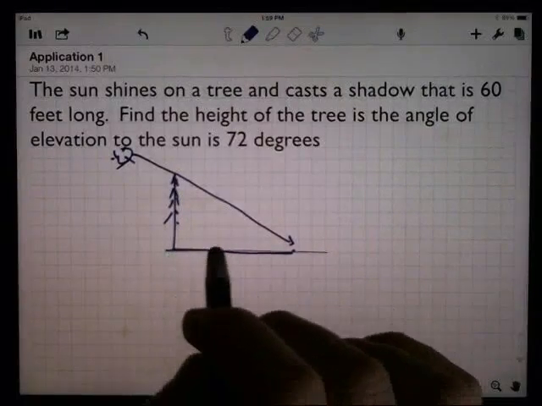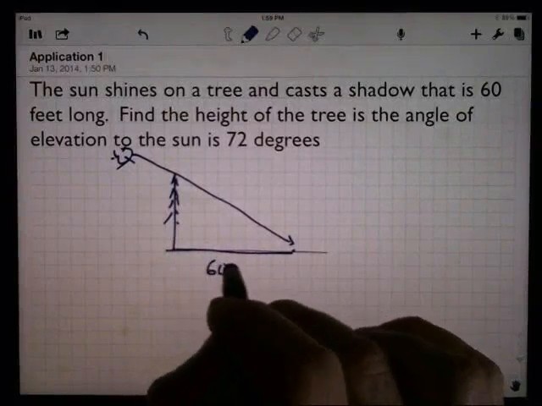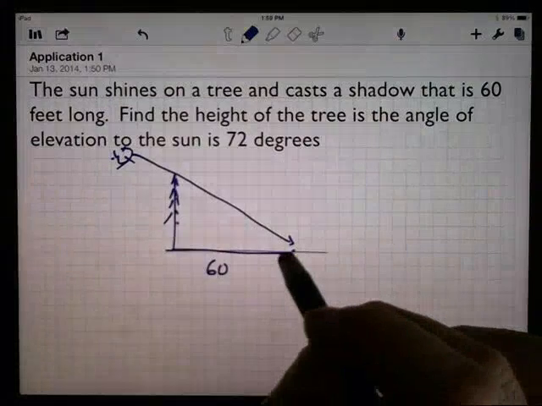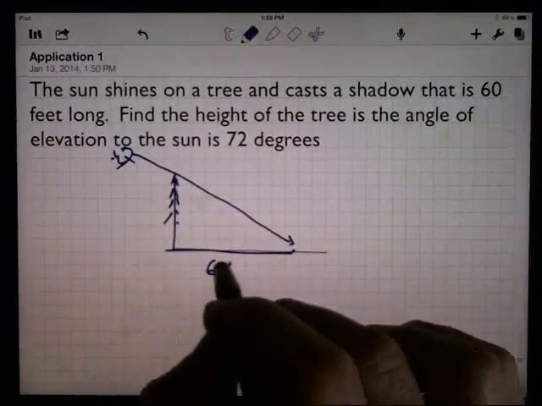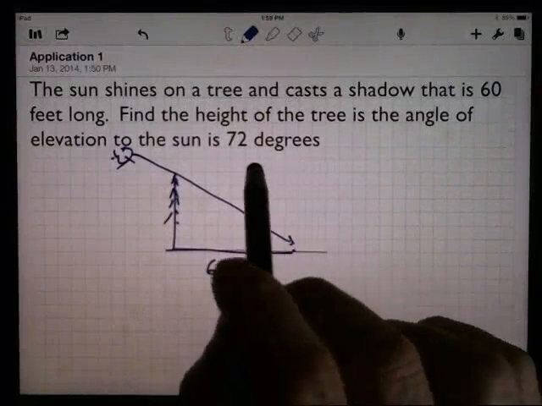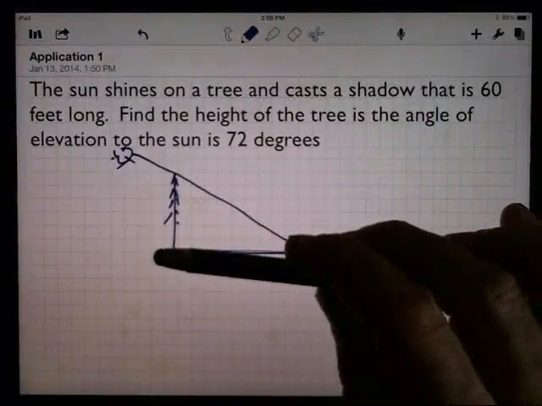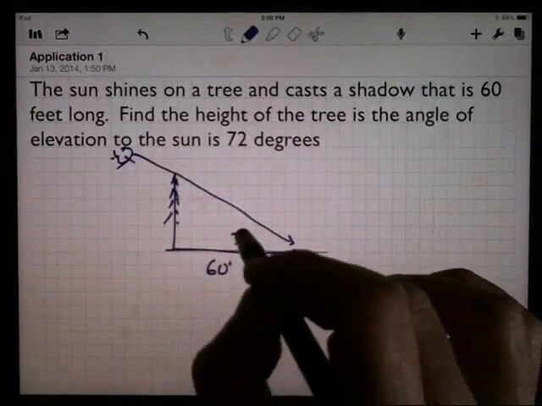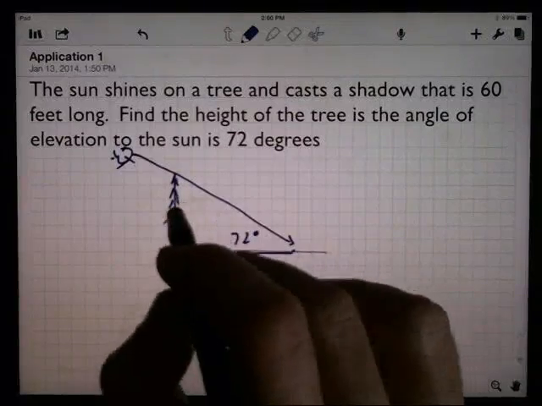So we're told that the shadow of the tree is 60 feet. 60 degrees, come on now, 60 feet long. We're also told that the angle of elevation to the sun is 72 degrees. Angle of elevation means from the horizontal up. I don't think I've drawn this very accurately, because this is supposed to be 72 degrees right here. The question is, how tall is the tree?